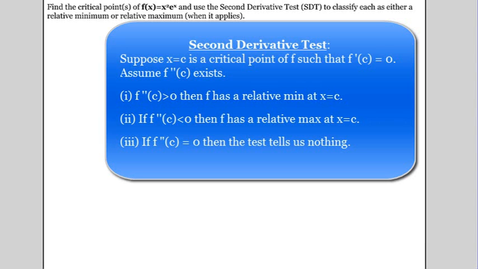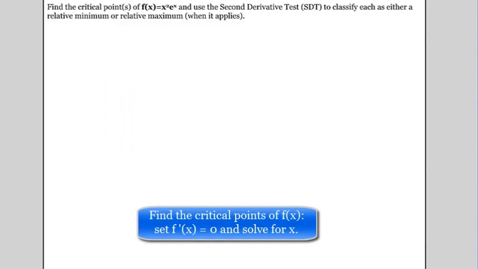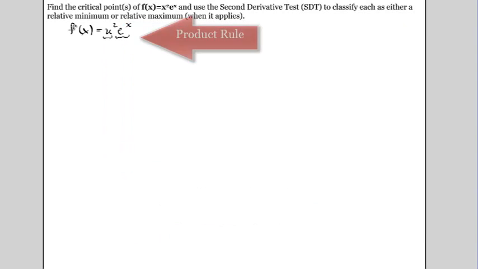So first we want to find the critical points. We do this by taking the first derivative, setting it equal to 0, and solving for x. So we have to use the product rule here, and I'll leave it to you to verify that f prime of x equals 2x e to the x plus x squared e to the x. We'll set this equal to 0 and solve for x.